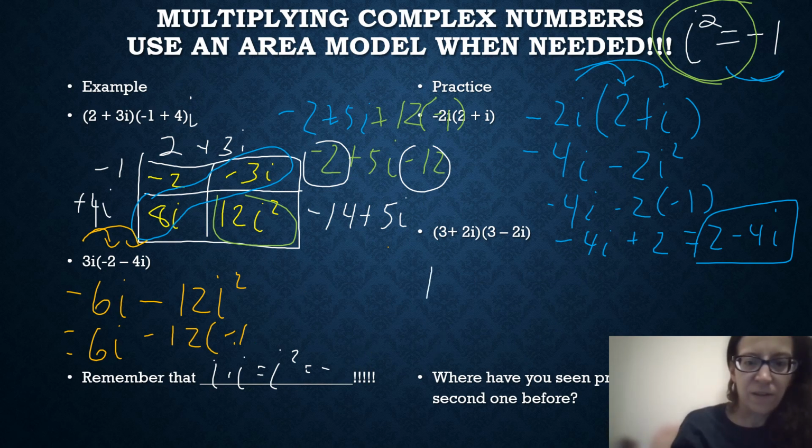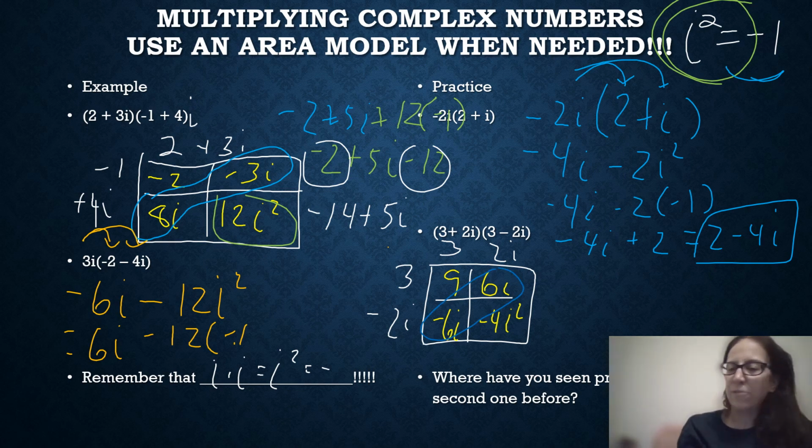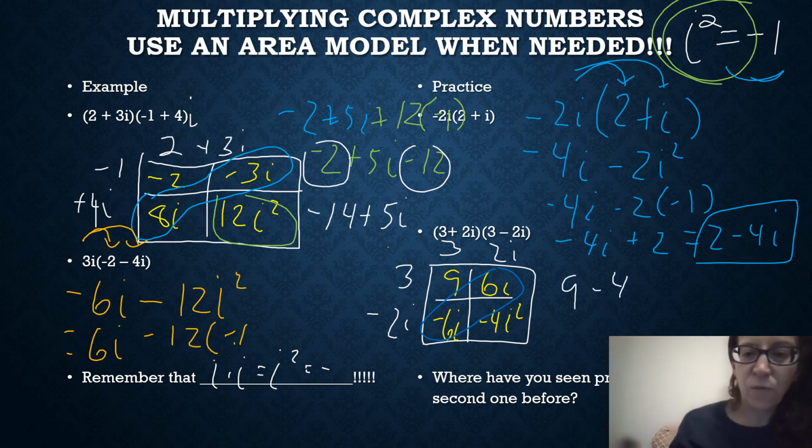All right, so on this one, we have 3 plus 2i, and then 3 minus 2i. 3 times 3 is 9. 2i times 3 is 6i. 3 times negative 2i is negative 6i. And then negative 2i times 2i is negative 4i squared. What is interesting about this is that these guys cancel out. So you have 6i minus 6i, which is 0. And that leaves us with 9 minus 4i squared.